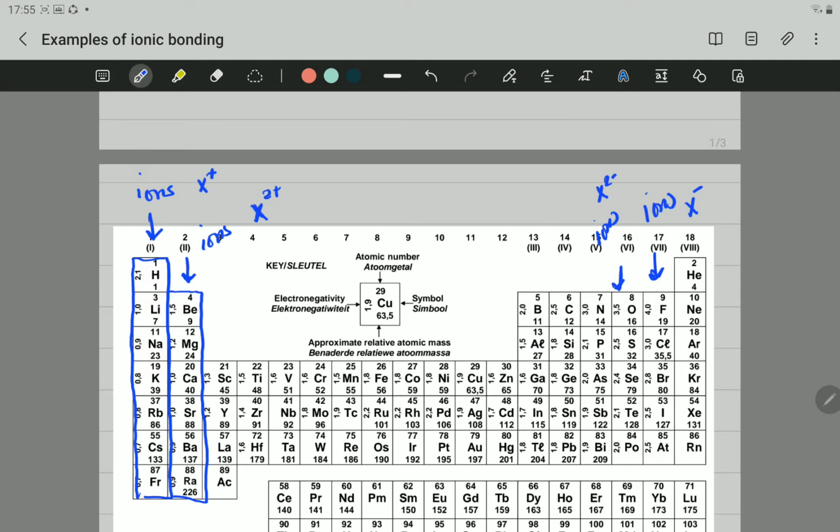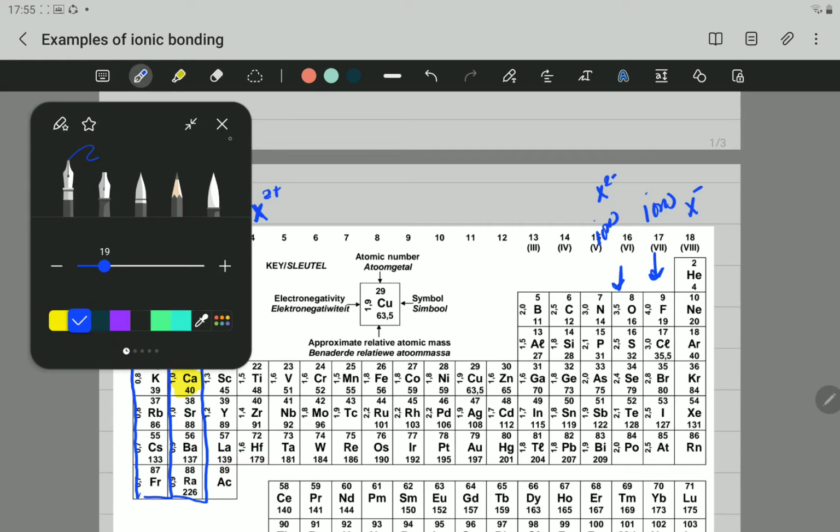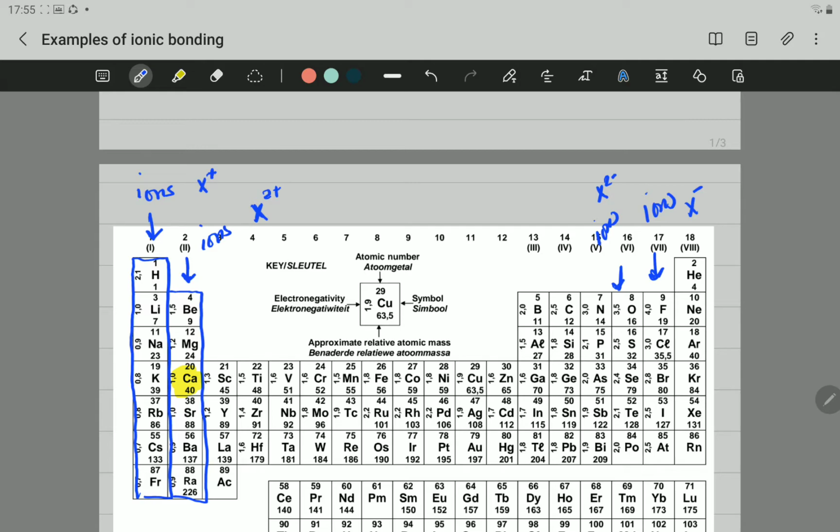Now let's look for calcium. Calcium is going to be here, so at the end it will form an ion of Ca2+. However, to do a Lewis dot diagram, we have to identify the number of valence electrons. Remember, the number of valence electrons is the same as the group number in Roman numerals. So calcium will have 2 valence electrons.